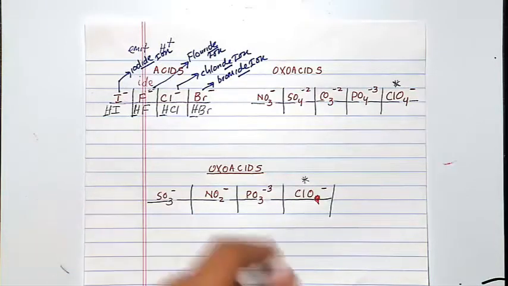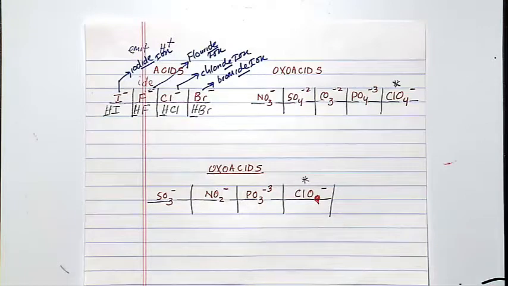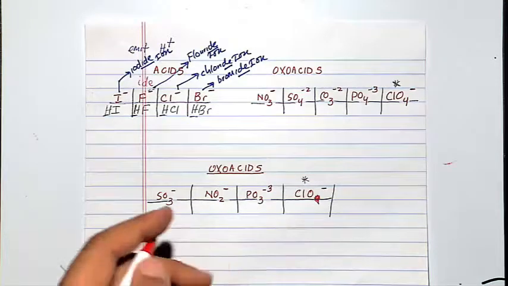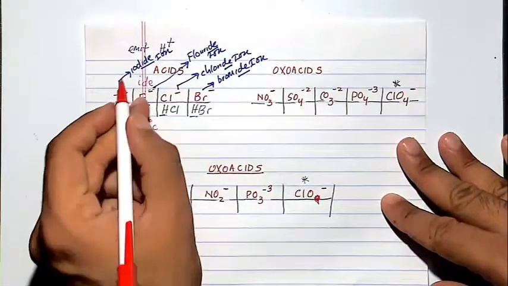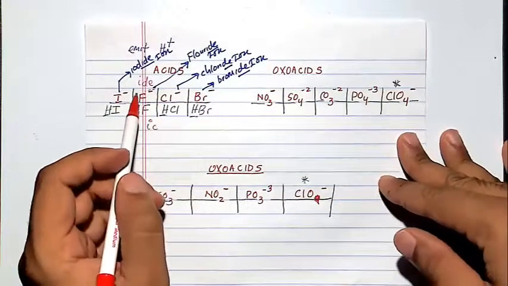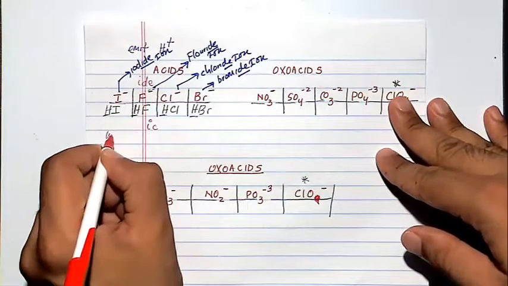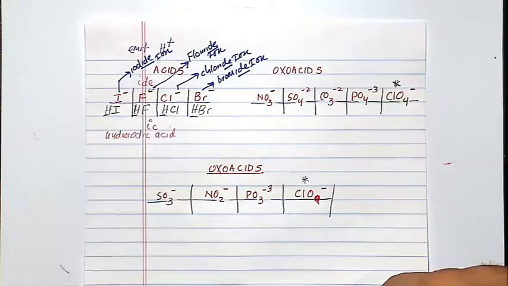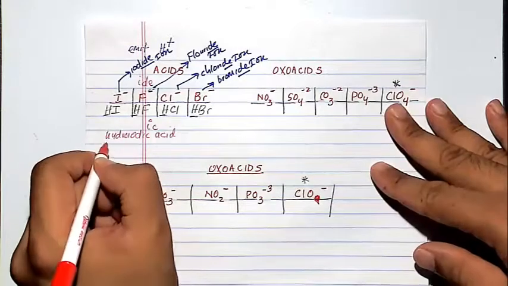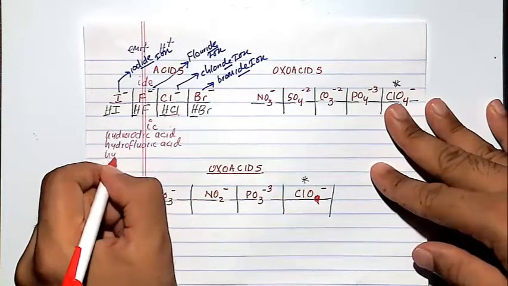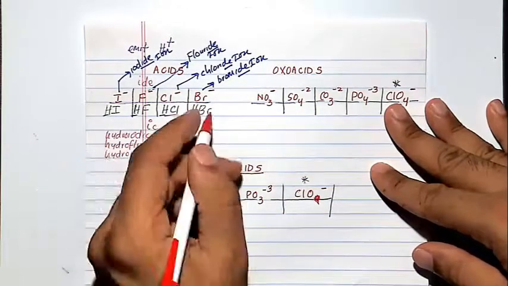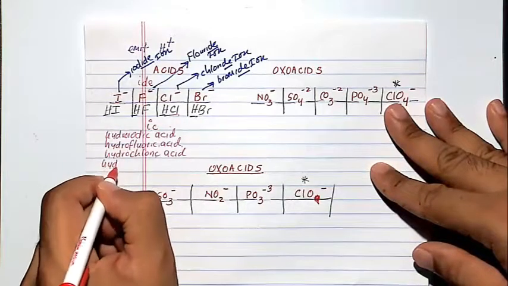So ide in the anion form, once it picks up a proton, becomes ic in the acid form. This is this new suffix. So that means HI becomes hydroiodic acid. HF becomes hydrofluoric acid. Everyone knows HCl is hydrochloric acid. And HBr is hydrobromic acid.